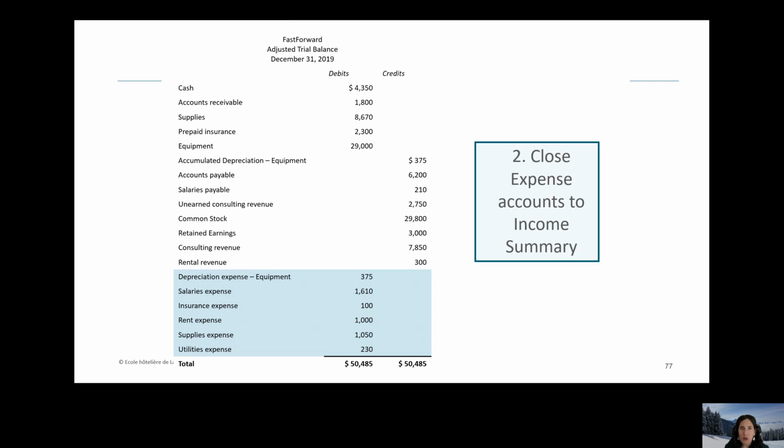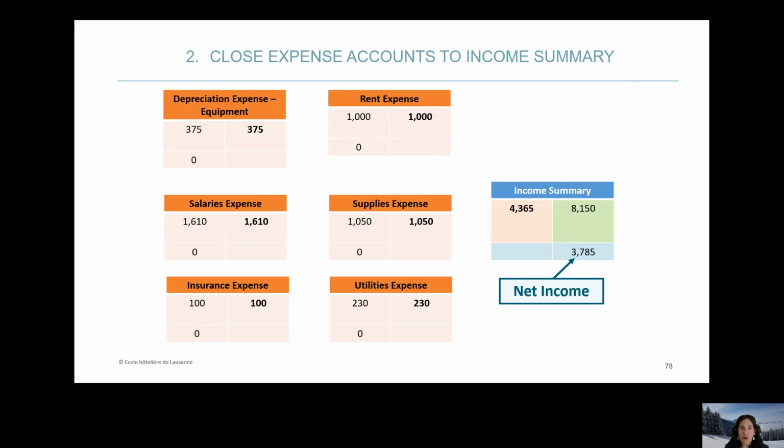If I go back to the trial balance of Fast Forward, you recognize here on the trial balance 6 expenses accounts: depreciation expense, salary expense, insurance expense, rent expense, supplies expense, and utilities expense. I'm going to do the same in step number 2. To close my expenses accounts, I have to credit the amounts of all these 6 T accounts in order to have an ending balance equal to 0 in those 6 expenses accounts.